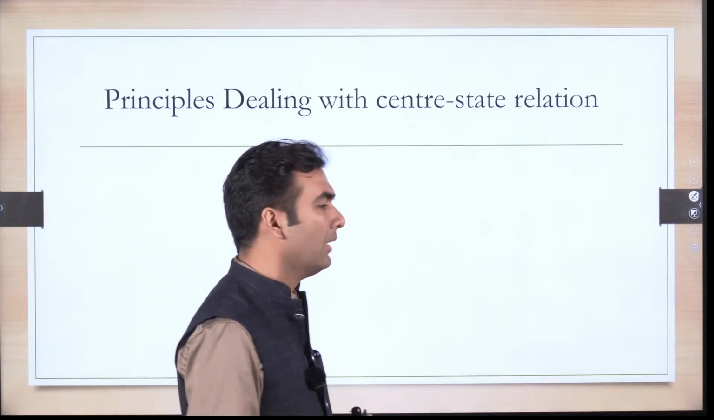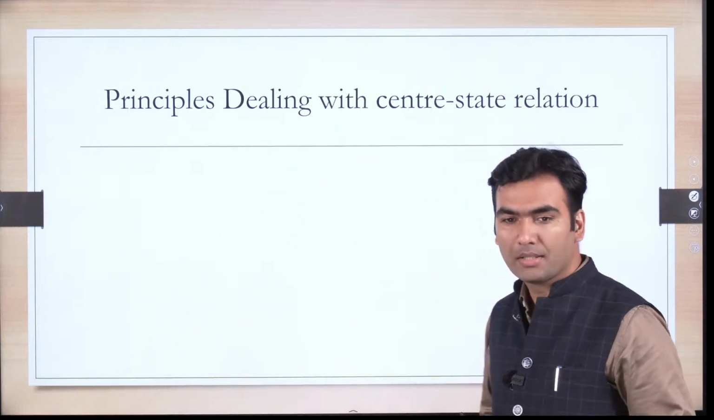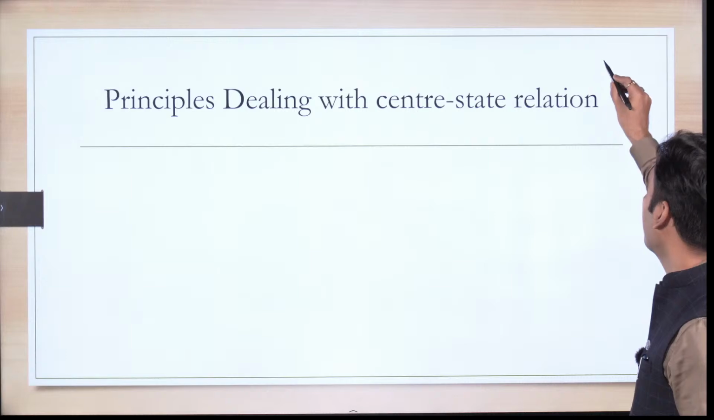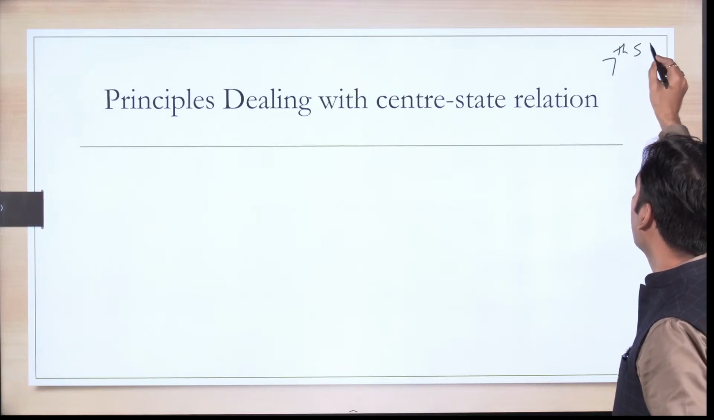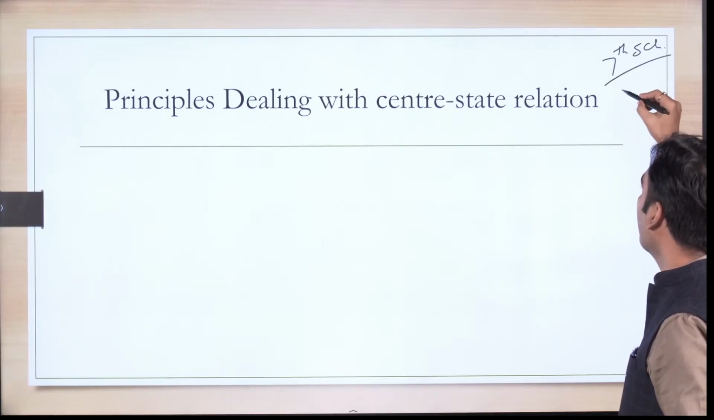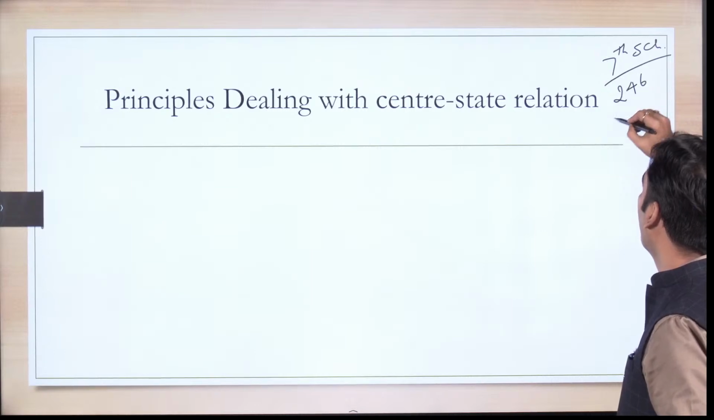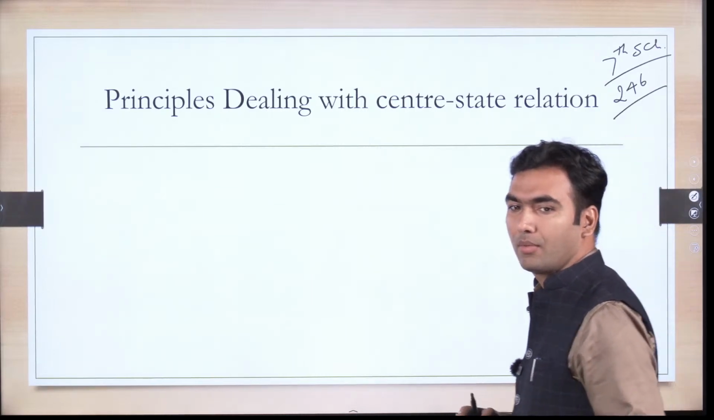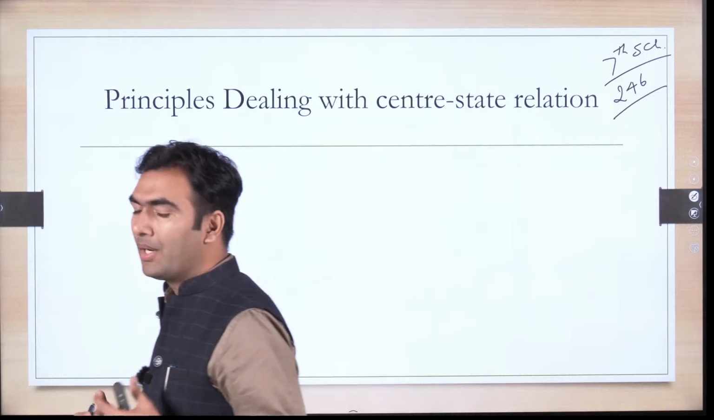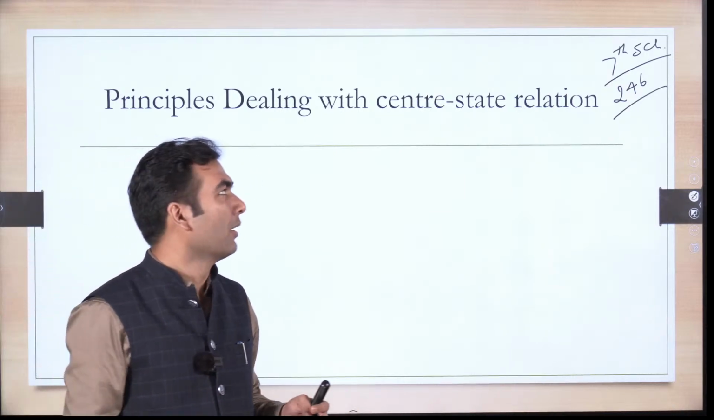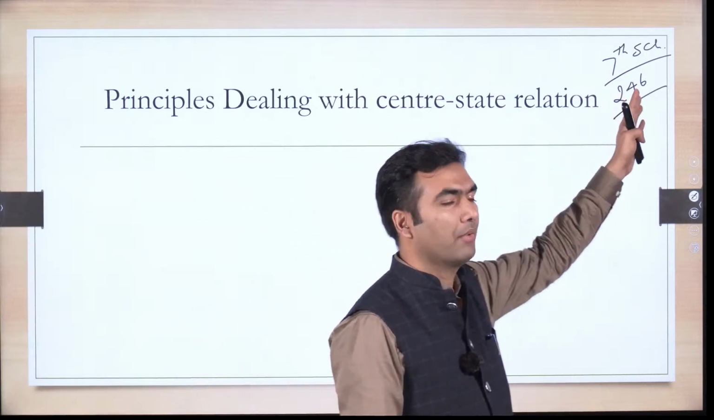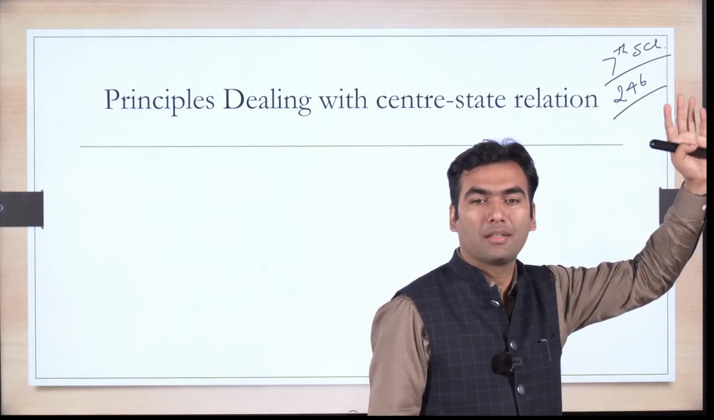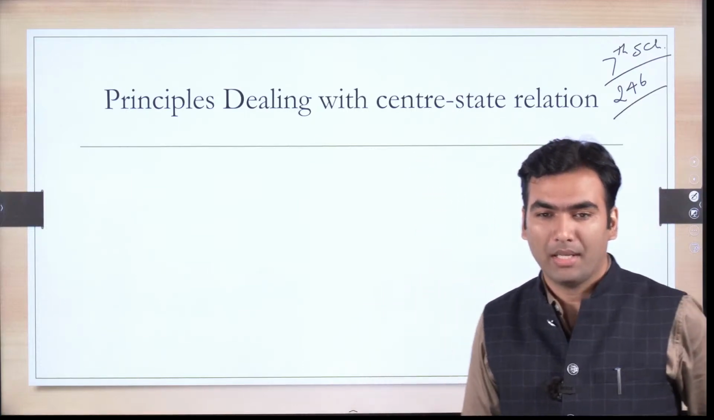It is mentioned in the 7th schedule. Yes, it is mentioned in the 7th schedule, and the article that refers to the 7th schedule is 246. Just for the sake of memorization, you can remember it like this: before 7, all are even numbers, 2, 4, 6, leading to 7.